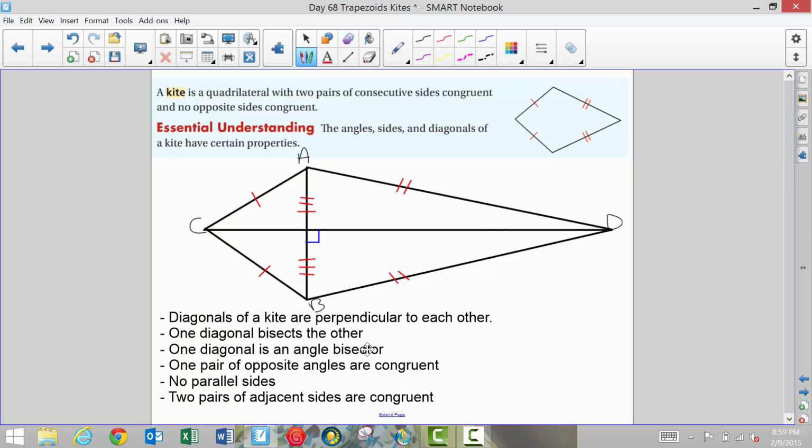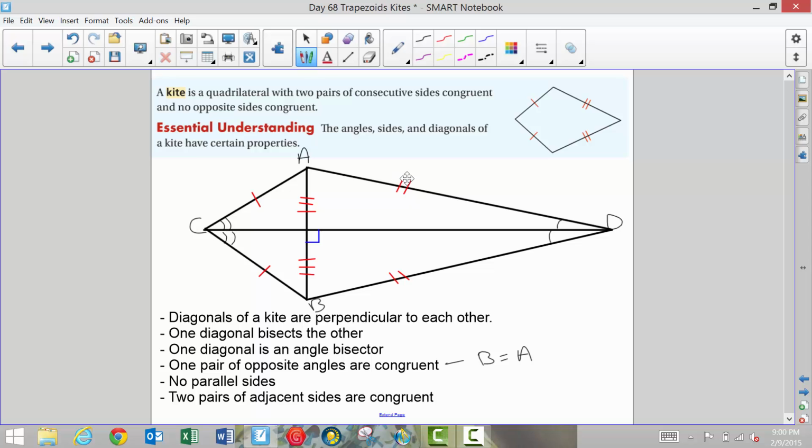One diagonal is an angle bisector, so the angle bisector is CD. So I know that those angles at C are congruent, and I know that those angles at D are equal. I have one pair of opposite angles congruent, and this is going to be B and A that are equal. I have no parallel sides, and I have two pairs of adjacent sides congruent.